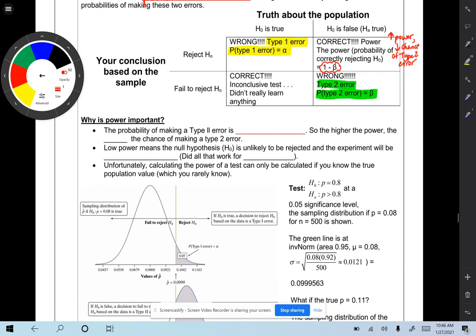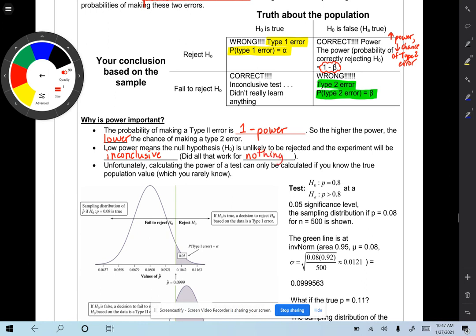Why is power important? The probability of making a type 2 error is equal to 1 minus the power. So the higher the power, the lower the chance of making a type 2 error. Low power means the null hypothesis is unlikely to be rejected and the experiment will be inconclusive, meaning you did all that work for nothing because it doesn't tell us anything.